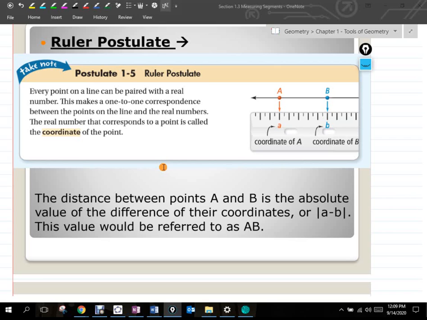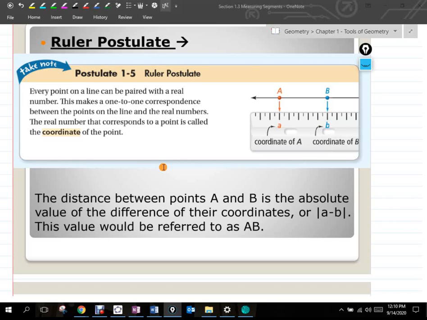And then it goes on to say the distance between points A and B is the absolute value of the difference of their coordinates, A minus B, or it could be B minus A. Okay, it doesn't matter the order as long as we take the absolute value. So this value we would refer to as distance AB. Okay, so the ruler postulate is what allows us to do the subtraction that we were doing a minute ago in those examples. Okay, is that all right?